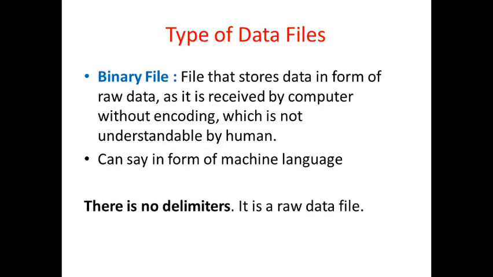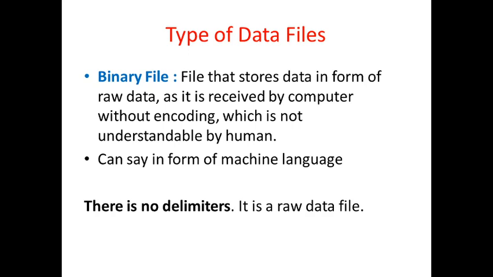Another one is the binary file. A binary file is just the reverse of a text file. Obviously, a binary file is not processed. That is raw data. As it is, what the computer is receiving, that same data is written into the file. And obviously, if the data is written as it is, it means it is in machine language, and it is not easy for human beings to understand.